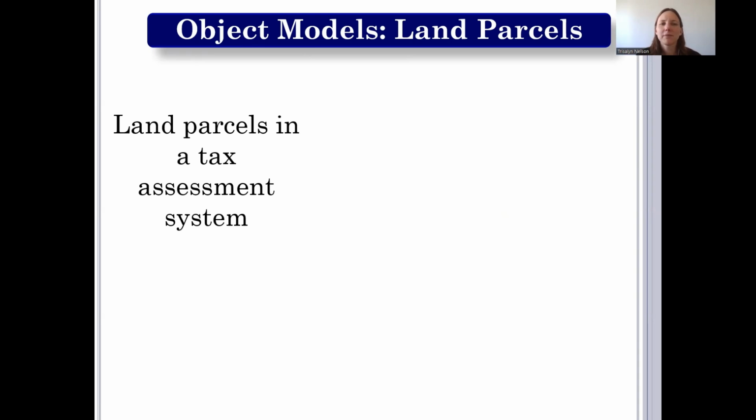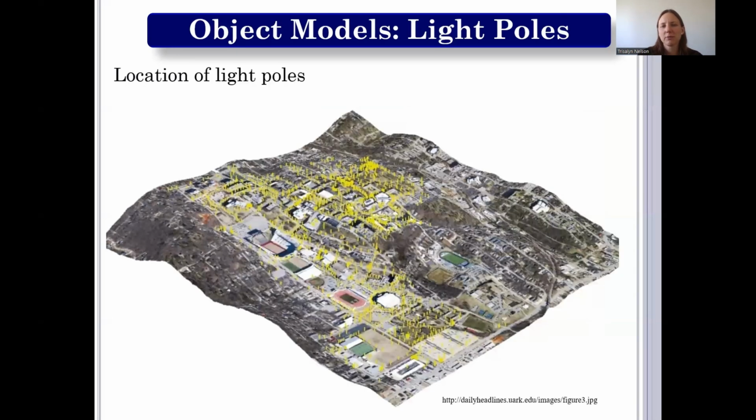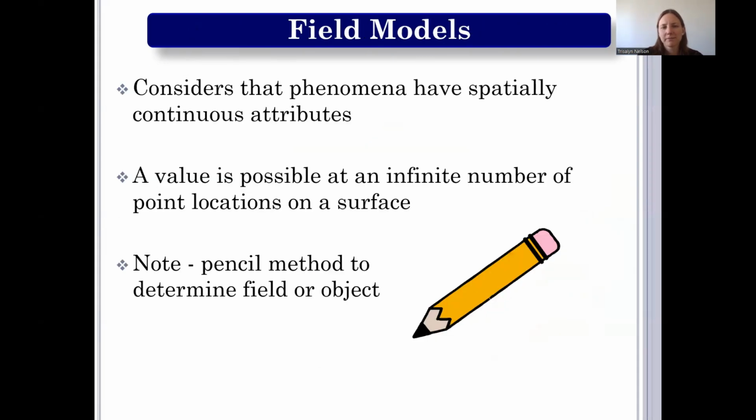Land parcels are another good example of things that are often represented with an object model. So here we can see, these kind of land parcel data are used a lot in planning. All cities have them because they're often used for tax assessment. And each of these parcels has a property boundary that can be easily represented as an object. Another good example is light poles. So they have like very specific locations.